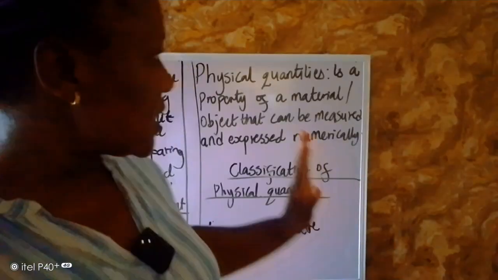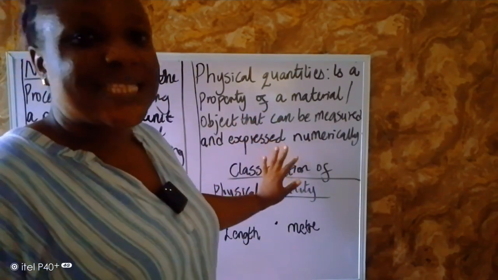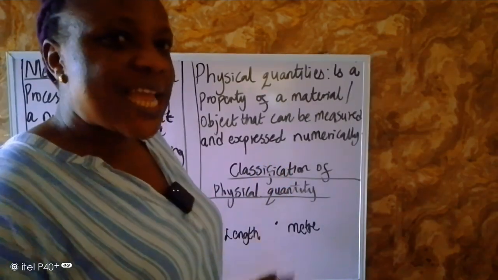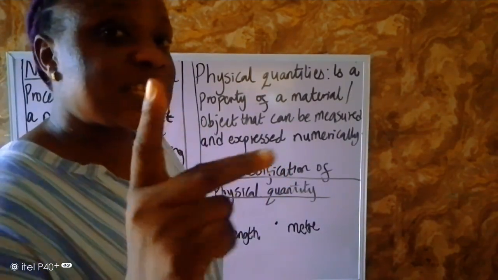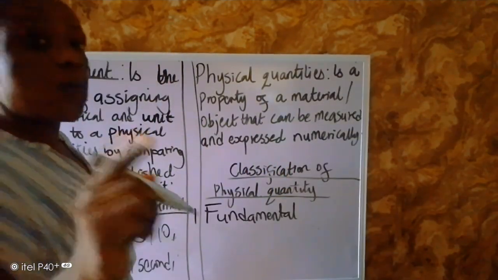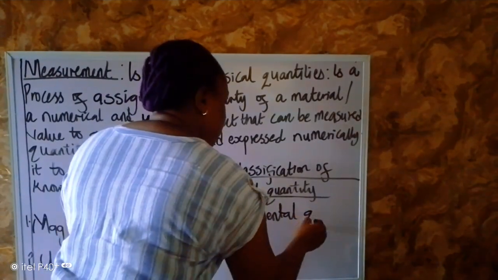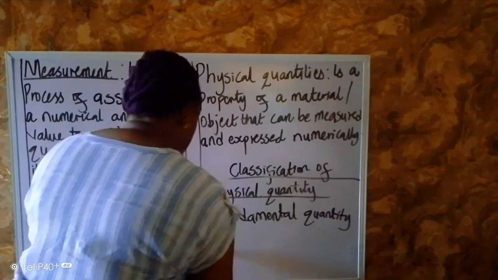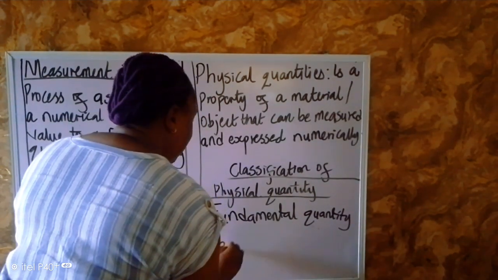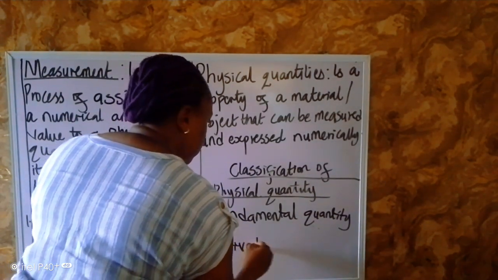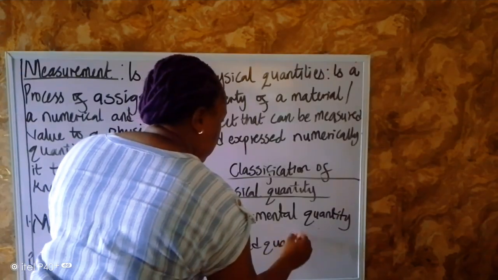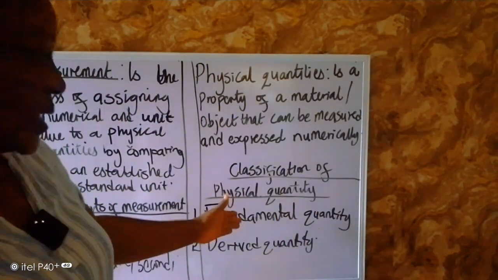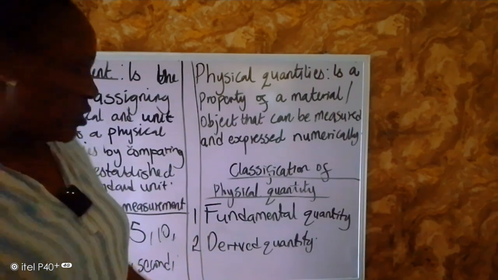You know these physical quantities, which we say is the property of a material that can be measured. It is classified into 2. We call it fundamental quantity. And the second one is called derived quantity. We have fundamental quantity and derived quantity.